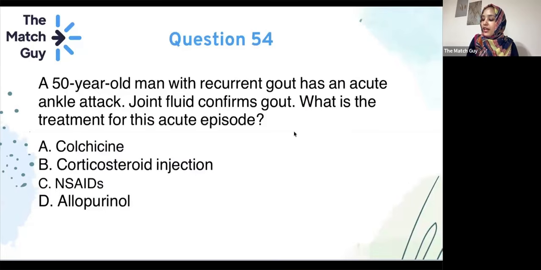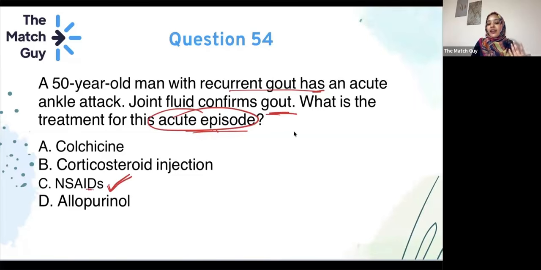Okay, so a 50-year-old man with recurrent gout has an acute attack. Joint fluid confirms gout. What is the treatment of this acute episode? See how we're talking about the acute episode, because I can ask you a different question: what are we going to give this patient to prevent future attacks? So you need to be very aware about what the question is. If I'm talking about prevention, I'm going to pick allopurinol, right? If I'm talking about an acute attack, I'm going to pick NSAIDs, unless there is a risk factor or a contraindication to NSAIDs.